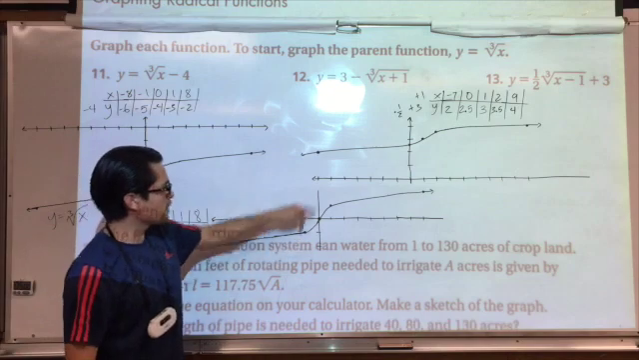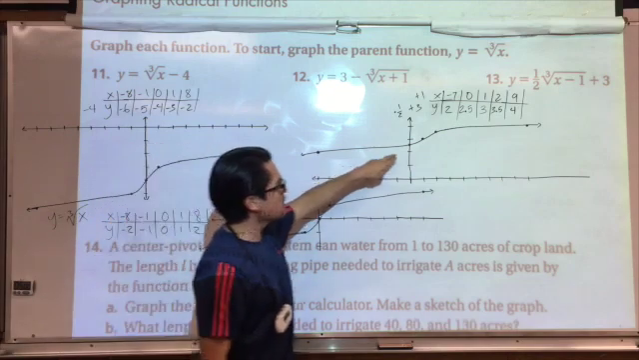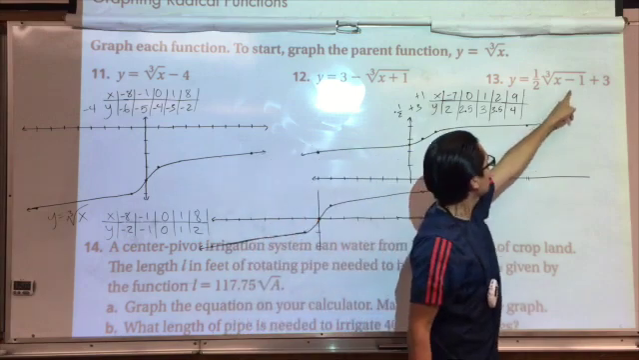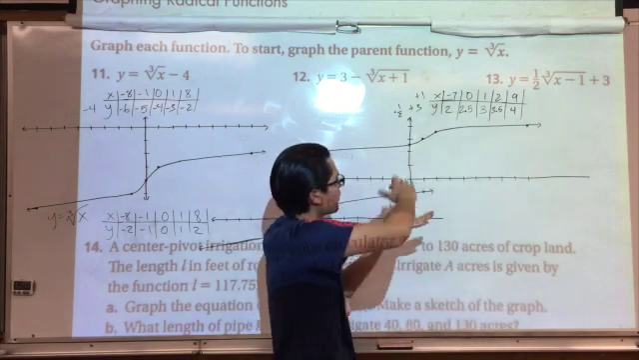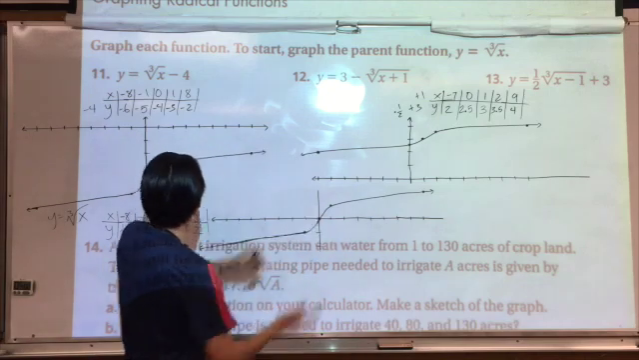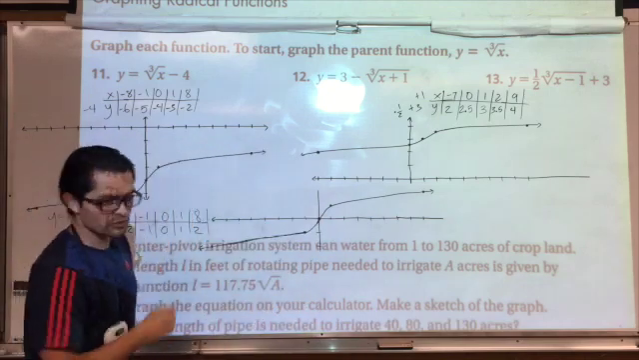What happened to the parent function to become that one? It got shifted up by 3 units. It also got shifted to the right by 1 unit. And also it got compressed by a factor of 1/2. Okay? So notice that it kind of got flattened out. And that's it for those 3.